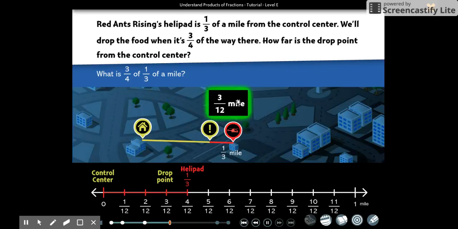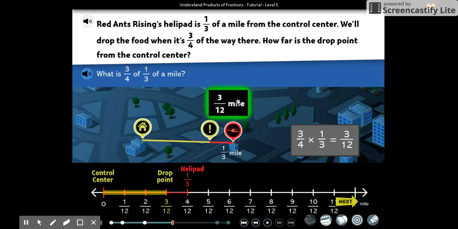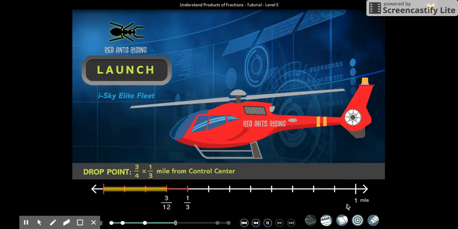Another way to think about this is that 1/4 of 1/3 is 1/12. So 3/4 of 1/3 is 3 times that, or 3/12. And since the of means multiply, we can say that 3/4 times 1/3 is 3/12. Click Launch to send Red Ants Rising on its way. Next up is Cyclone 5000.